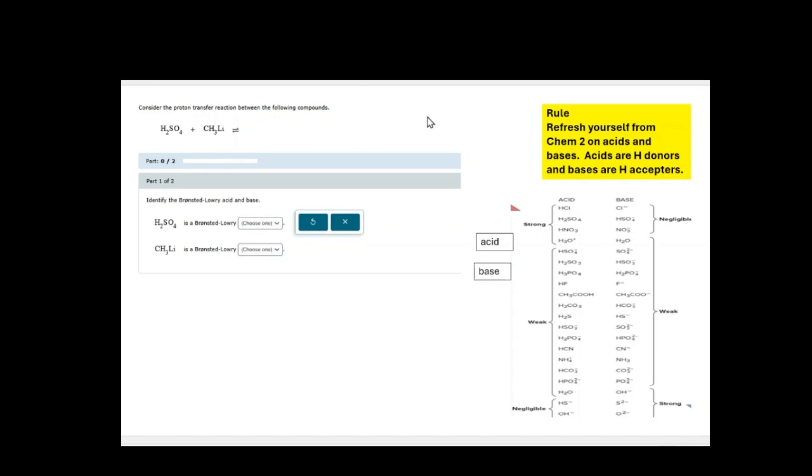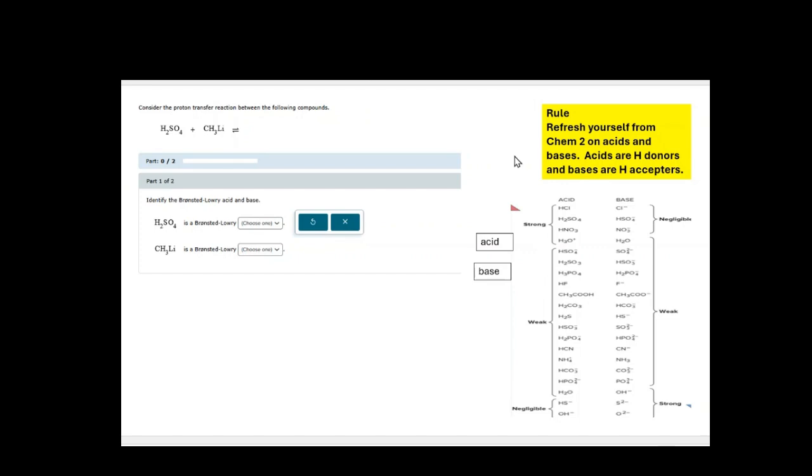And the rule I have for this question is to refresh yourself from Chem 2 on acids and bases. Remember that acids are H donors and bases are H acceptors. For those who need a refresher on the most common ones you're going to see in ALEKS, feel free to look at this chart right here, or screenshot it as needed, with the acids on the left and the bases on the right.